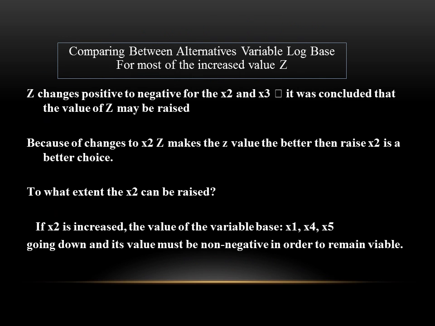So after comparing between the alternative variable bases for the most increased value of z, we are already increasing the value of z, right? So we have to compare between them. So the z change is positive, sorry, for the next x2 and x3, it was concluded that the value of z may be raised. Because of the change to x2 makes the z value better, raising x2 is a better choice. To what extent can x2 be raised?